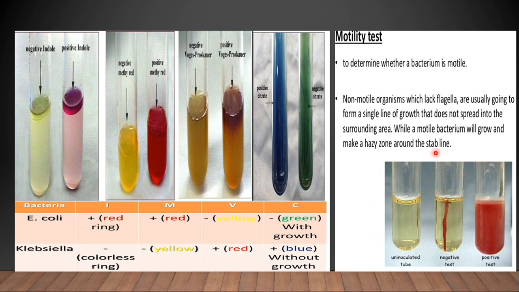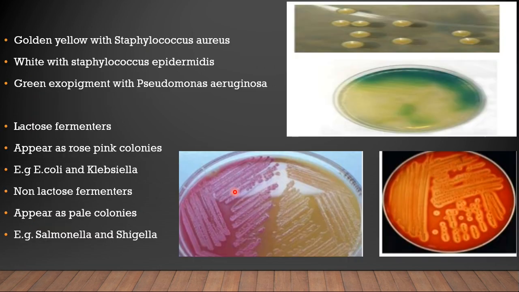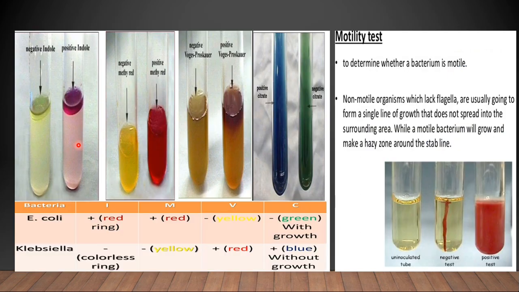Then moving to the IMViC, that is the indole, methyl red, Voges-Proskauer, citrate test. Here you can see the negative and the positive. After the culture, if you add a reagent called Kovacs reagent and you get this kind of result, then that is called a positive indole test. E. coli is going to give this positive, whereas Klebsiella is going to give the negative. So that's how you can differentiate whether it is E. coli or Klebsiella depending upon the biochemical tests, where they have given the same type of cultural characters in the culture media, but in the biochemical test we can differentiate them.